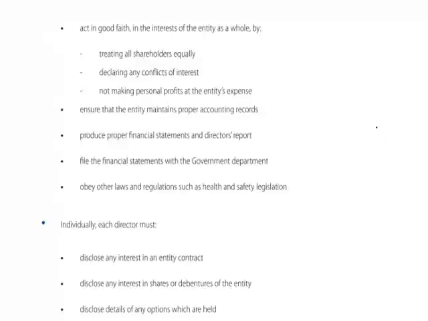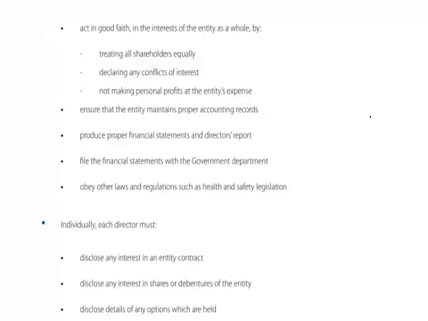Ensuring that the entity maintains proper accounting records. This is a statutory duty. It's been a duty since 1976 in the UK, maintaining proper accounting records, which are defined, but I don't think there's any chance that your P1 examiner is going to ask you what is meant by the statutory definition of proper accounting records. Produce proper financial statements and a director's report.